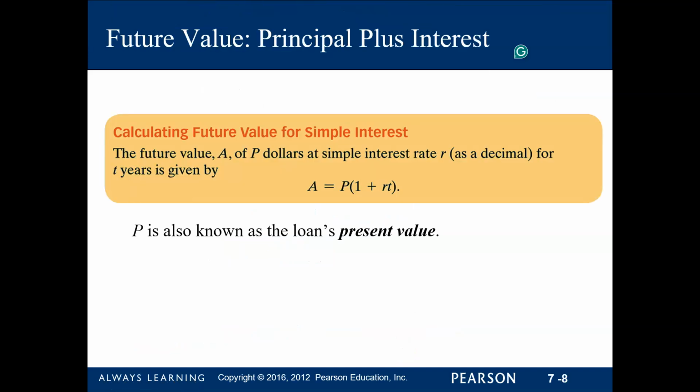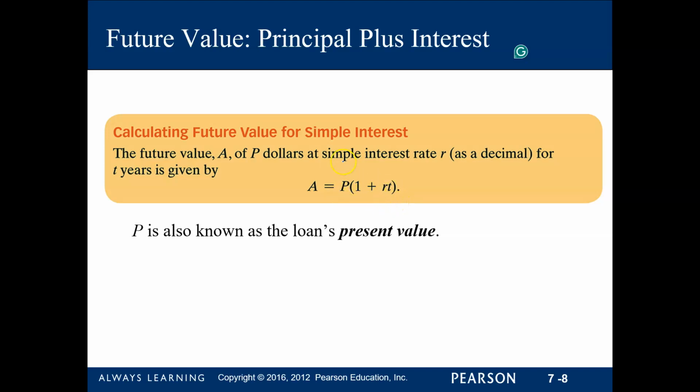So now, how do we calculate the future value of the simple interest? You already have the idea of how to do this because of the explanations we had with the previous examples. The formula when finding the future value, we use A as the representation for future value. We multiply the principal by the quantity 1 plus R times T.